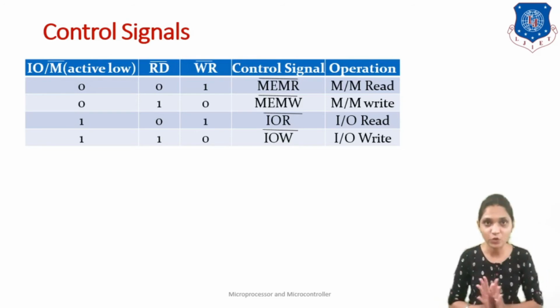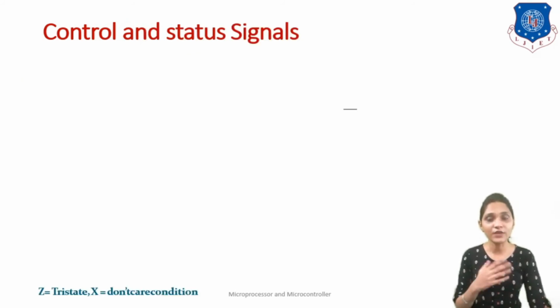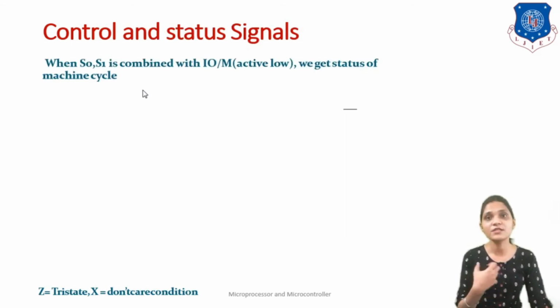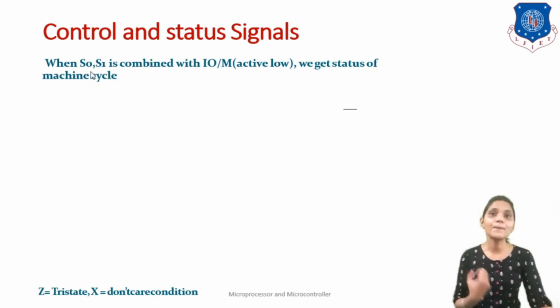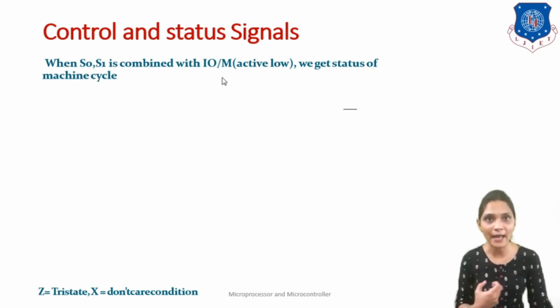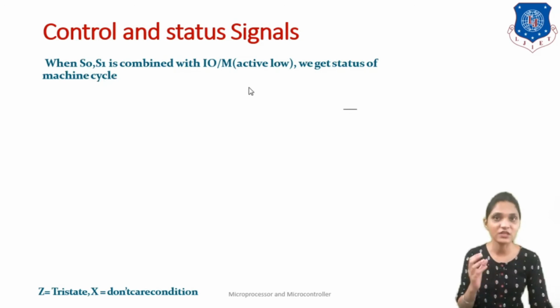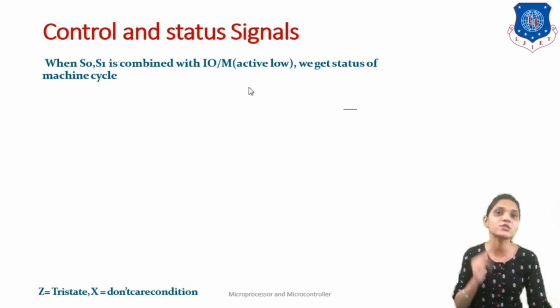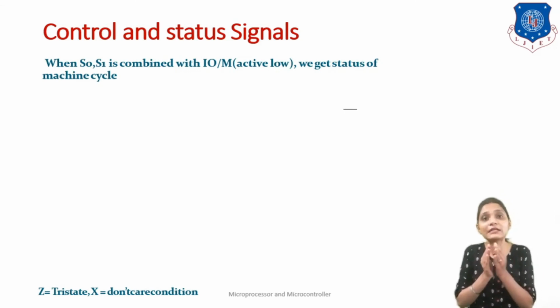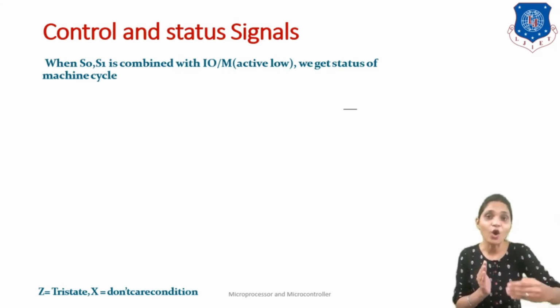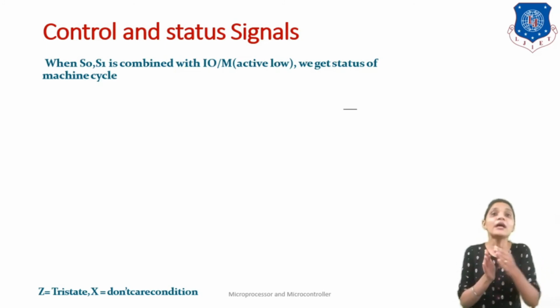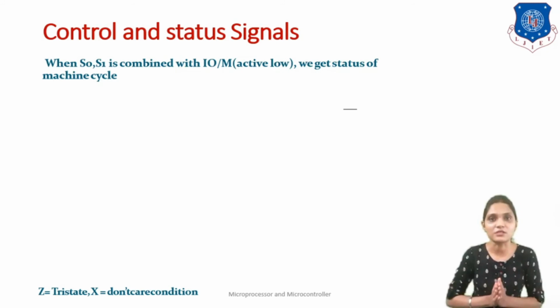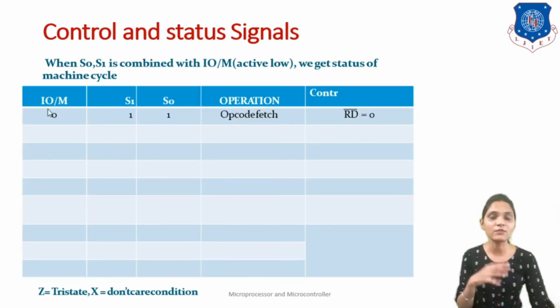Okay, so we can combine this control and status signal to know actually which operation is performed over here. So whenever we combine this S0, S1 with IO comma M bar, we get a total of 8 combinations. Here we have total 3 signals, that is S0, S1 and IO comma M bar. If we combine these 3 bits, then we will get a total of 8 combinations, and that tells us which kind of operation or which kind of machine cycle is right now executed by the processor. Okay, so if we consider this, then it can be combined like this.